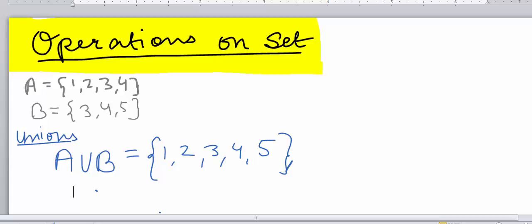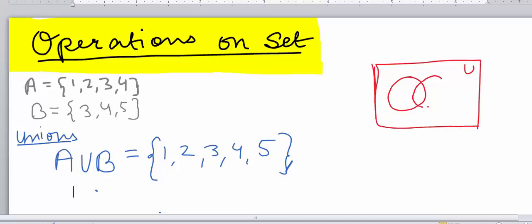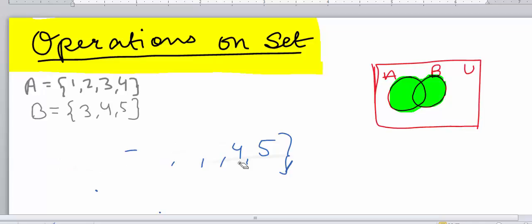So let's try to visualize it using a Venn diagram. Supposing we have a universal set U, and this is a set A, and this is a set B. So the union of two sets will be this whole portion. This whole is the union of the two sets, A union B. Okay. So let's discuss the other operation now.